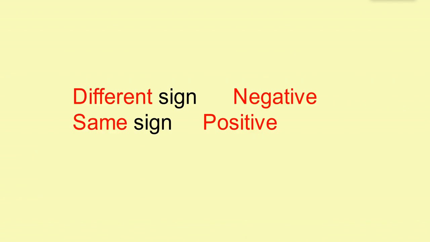That is, the product of integers having different signs is always negative, and the product of integers having the same sign is always positive. That is, positive number into positive number, you will get a positive number. Negative number into negative number, also you will get a positive number. Negative number into positive number, you will get negative. Negative integer into positive integer, you will get negative. Positive into negative also, you will get negative.